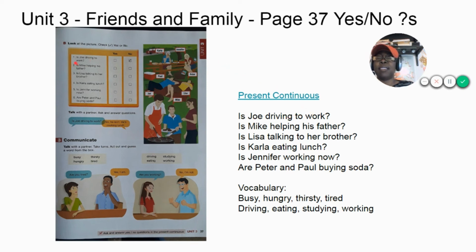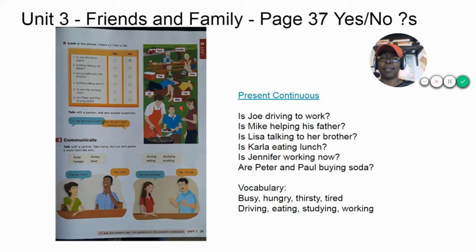And so the first question is, is Joe driving to work? As you can see, these are the questions right here, and same questions down here. You need to check your answer either yes or no. Is Joe driving to work? So let's look at Joe. I don't think Joe's driving to work. He's flipping those hamburgers. He's having fun cooking. So is Joe driving to work? The answer is no.